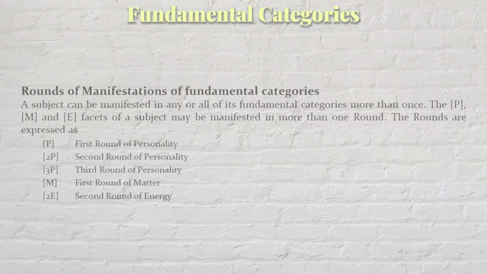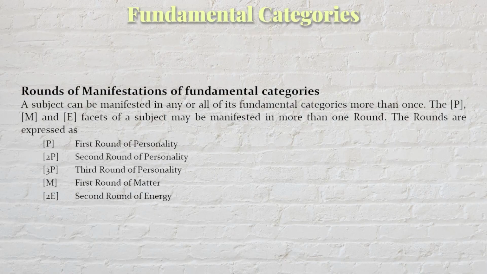Rounds of manifestation of fundamental categories. A subject can be manifested in any or all of its fundamental categories more than once. The personality, matter and energy facets of a subject may be manifested in more than one round. The rounds are expressed as first round personality as P within square bracket, then second round personality is denoted by 2P, third round is denoted by 3P, etc.